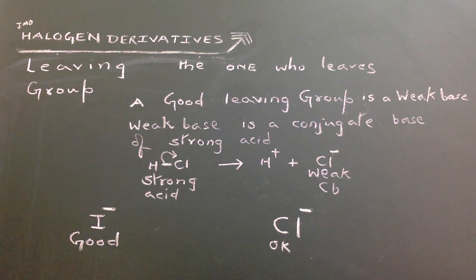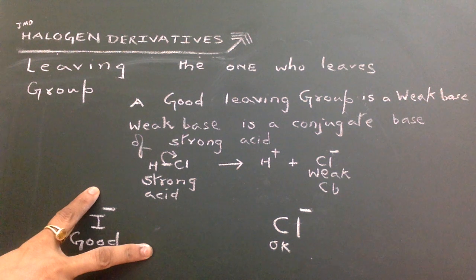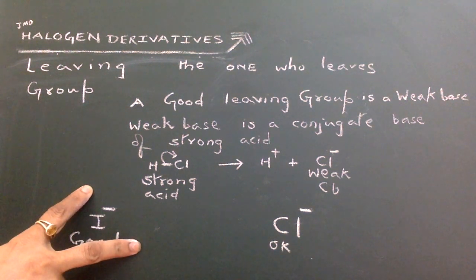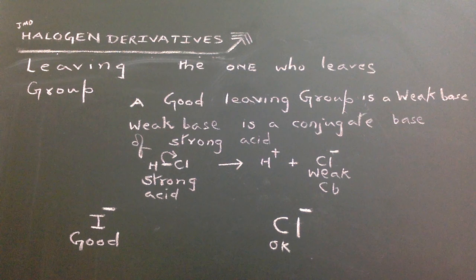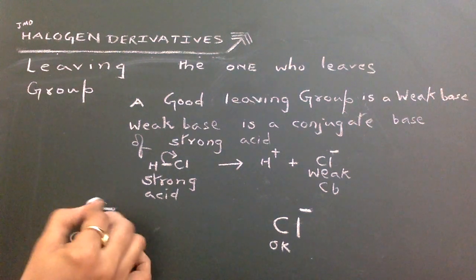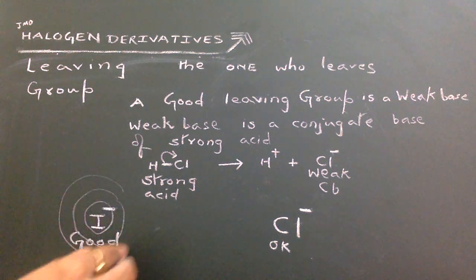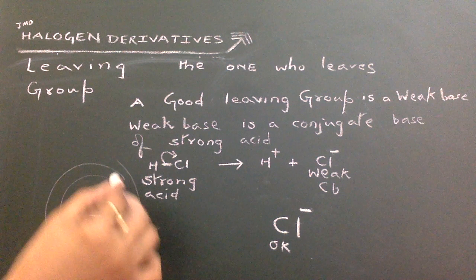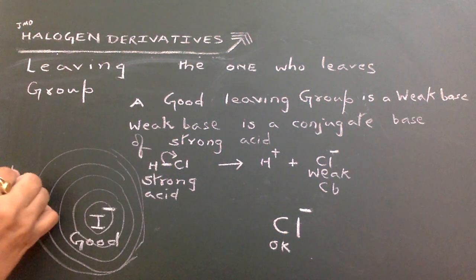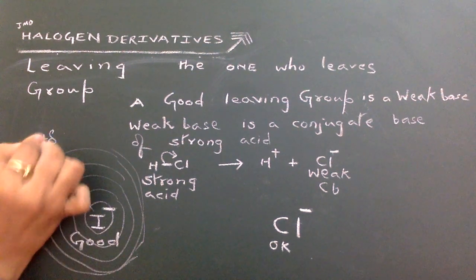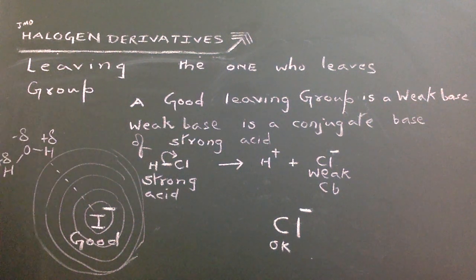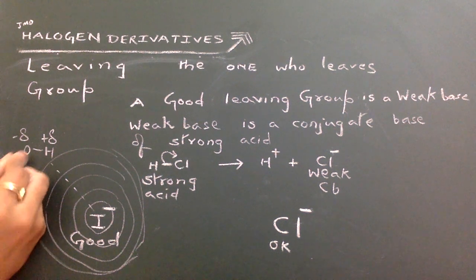Why is I minus a good leaving group? Because this is a larger anion, and if the solvent is polar protic, that is, if there is water around it, what will the water do? The water will attract it from quite a distance. Why from a distance? Because it has 5 shells. So the water molecule will attract it from quite a distance, like this. This is electropositive, this is electronegative, this is electropositive. So the water molecule will attract it from a distance.